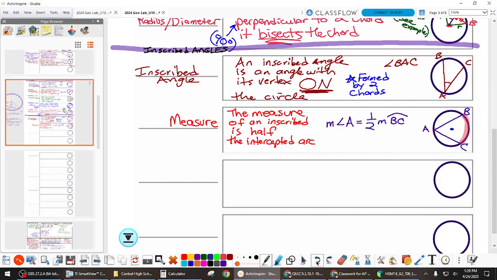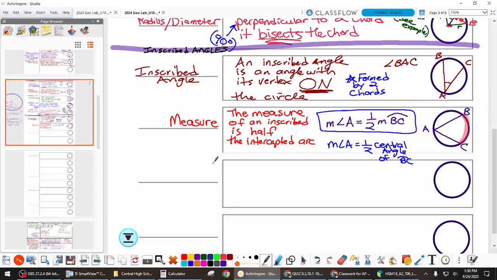So this is the one I want you to know, but it's not like that exists in a vacuum. Half the central angle of BC, because those are congruent. So that's just a reminder. We already wrote about the arc measure being congruent to the central angle, but there it is again. Okay?